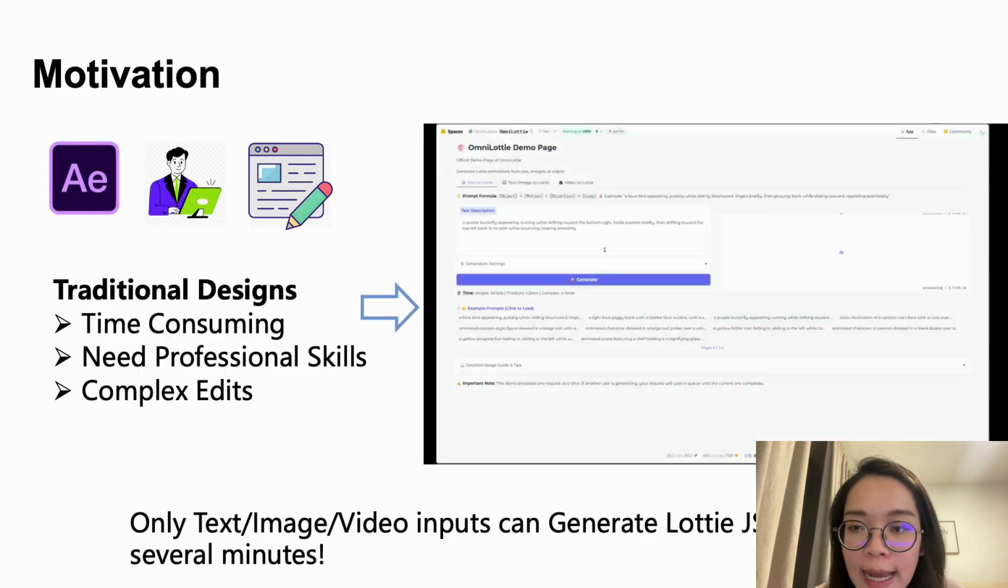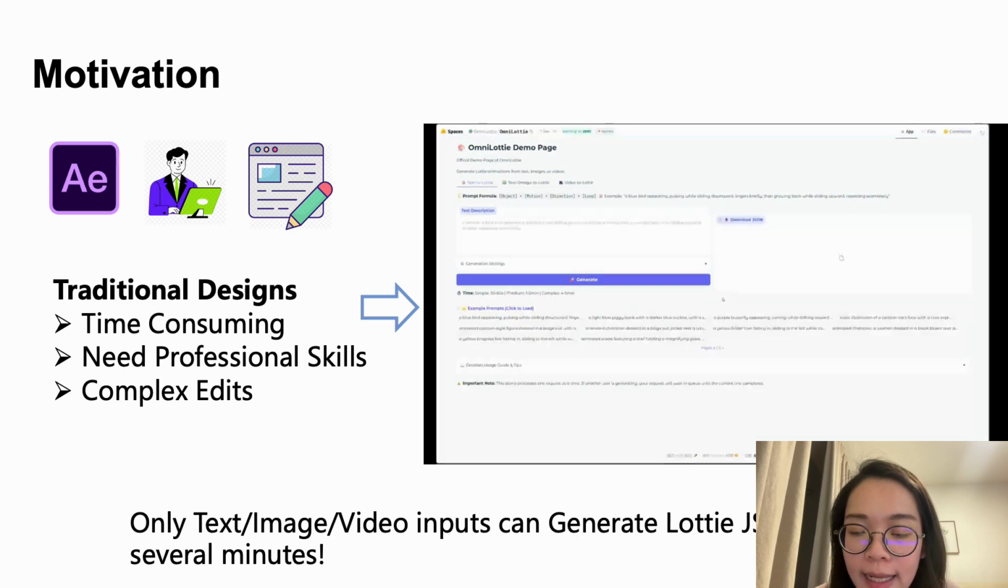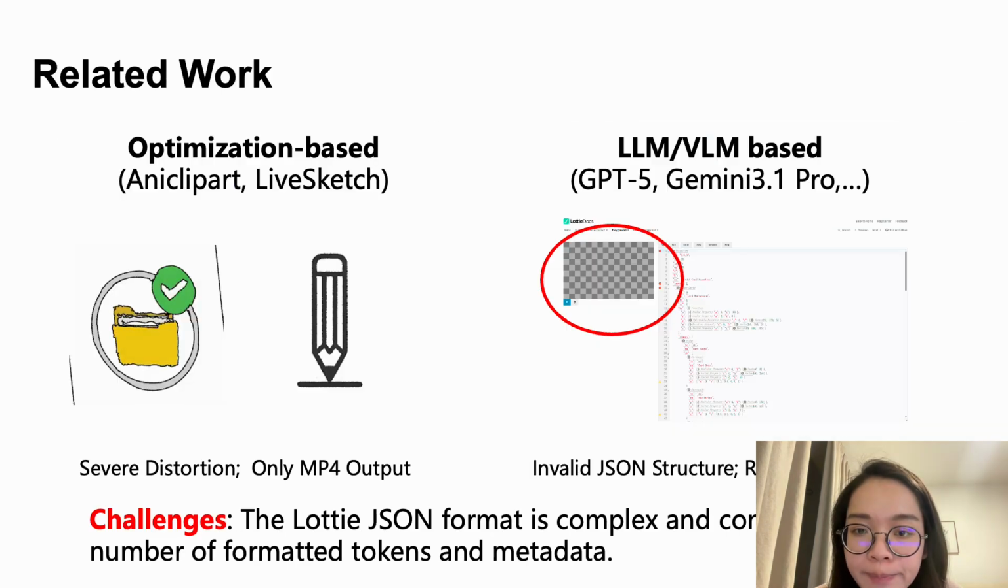The traditional design process is tough. Designers have to rely on complex software like After Effects, which takes days or weeks and makes even tiny edits a nightmare. Our OmniLottie takes that and generates a full usable Lottie JSON file end-to-end in just minutes.